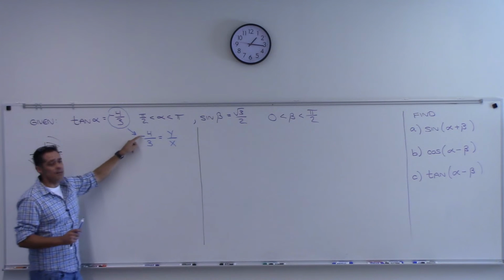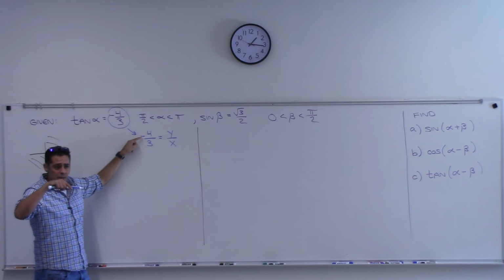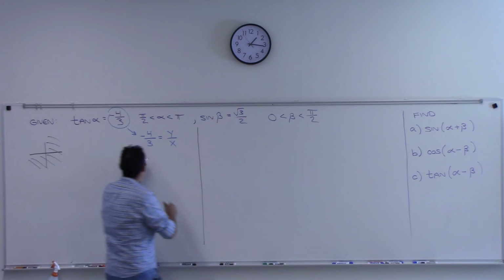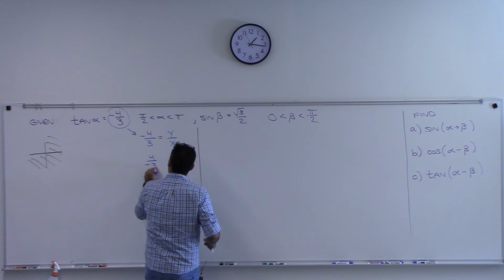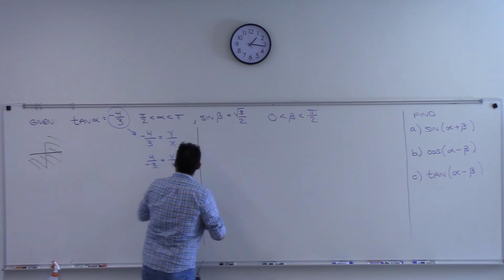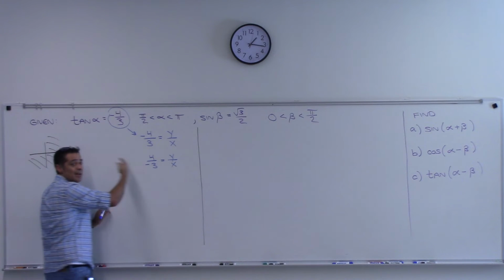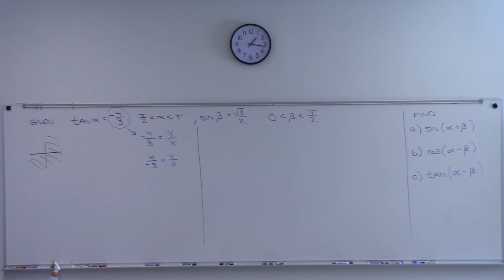That means this negative, negatives on fractions can float, right? They can be on the top or the bottom or out front. I'm going to move that negative to the bottom. And then that will now give me what the x coordinate is, right? -3, and the y coordinate is 4, and that matches up with what quadrant we're in.